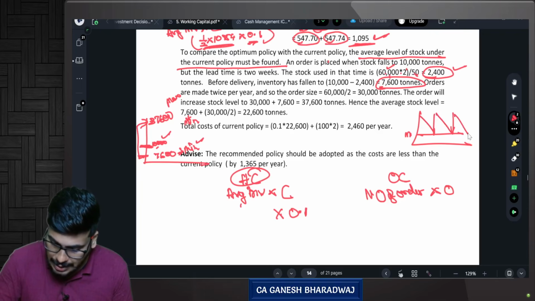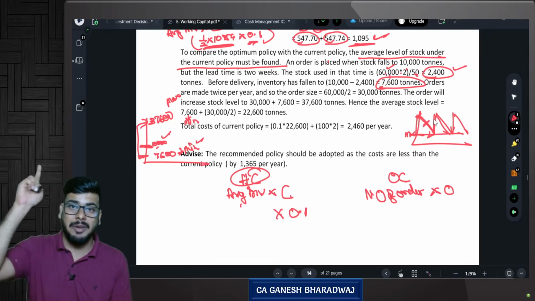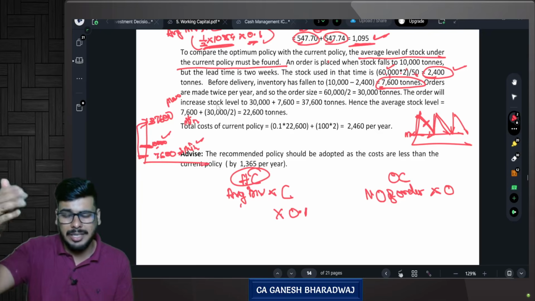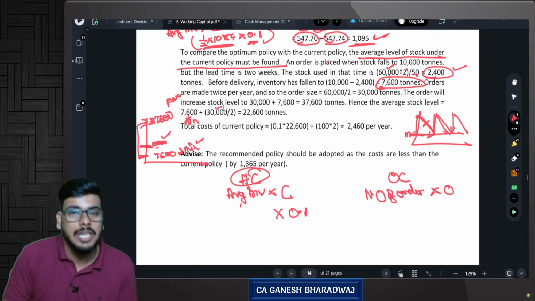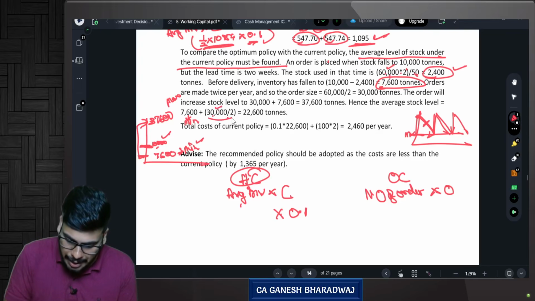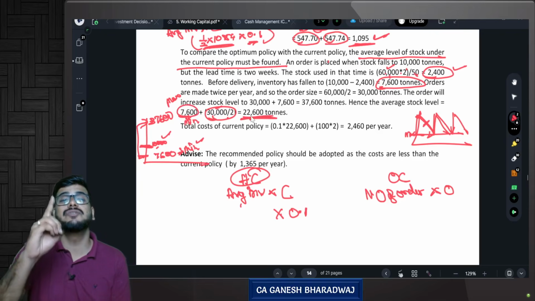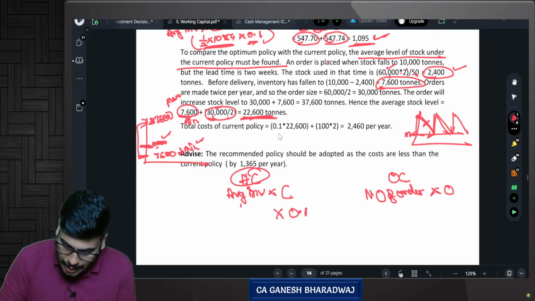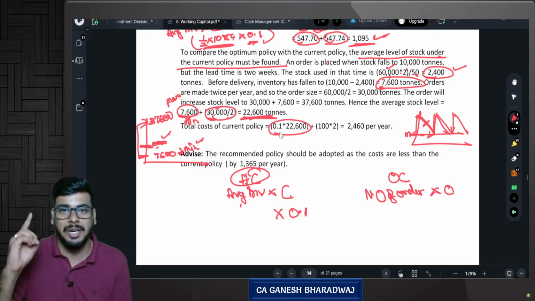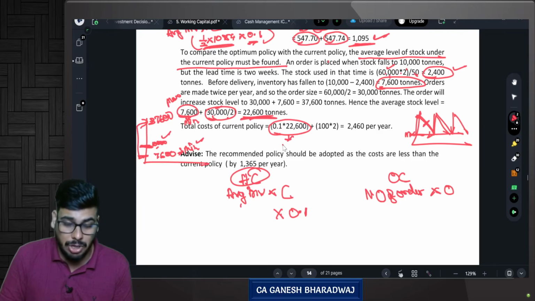The stock fluctuation will happen only above the minimum level. So you take the average of my EOQ. So what is the EOQ? In this case, order quantity. What is the order quantity? 30,000. So 30,000 divided by 2 plus the minimum stock of 7,600. So the average stock gives you 22,600. So 22,600 into 0.1 is going to be your overall carrying cost or holding cost.